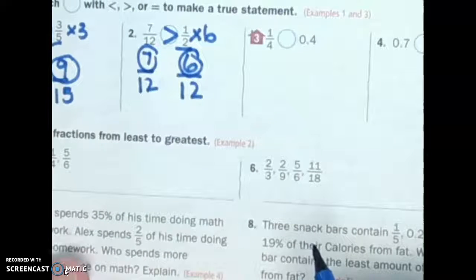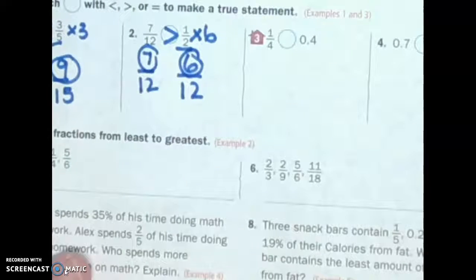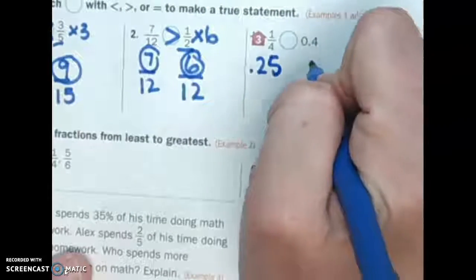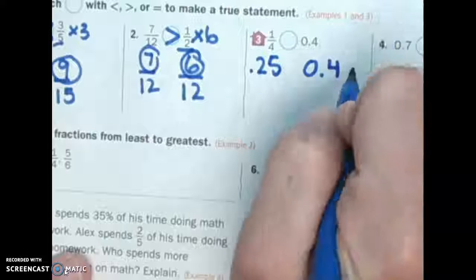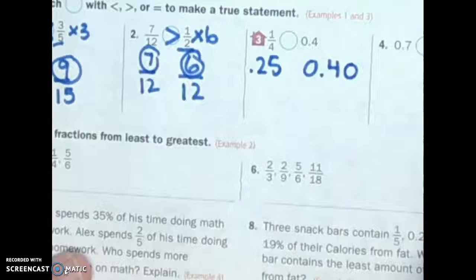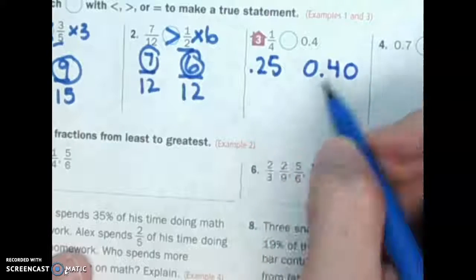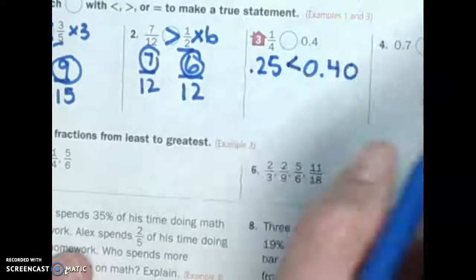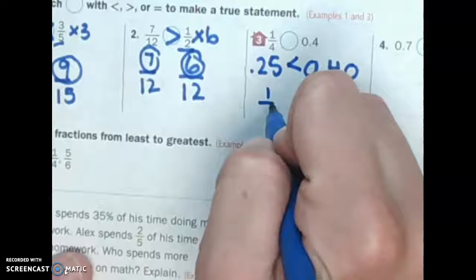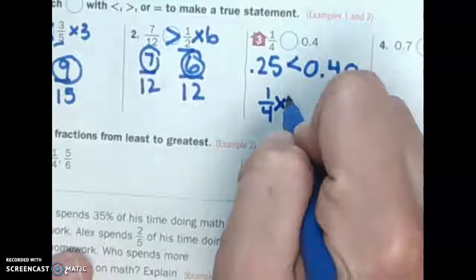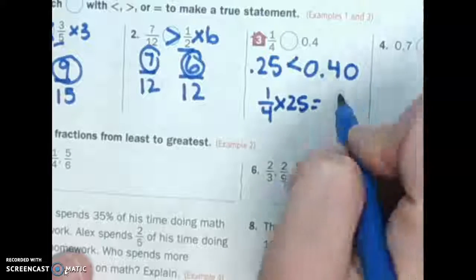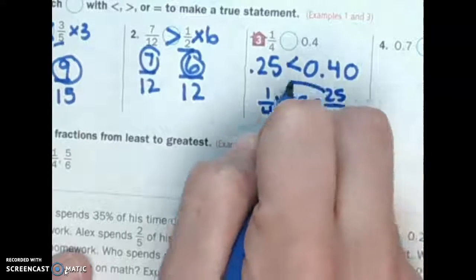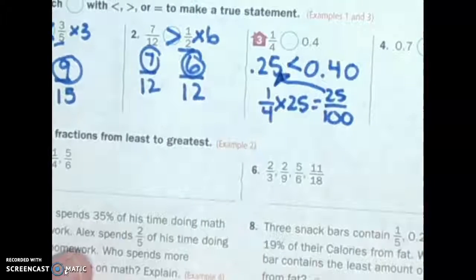Okay, this next one, some of you may have this one memorized because it's 1/4. So 1/4 is 0.25, and we have 0.4. If it helps you, you can always add a 0 on so it looks similar to the other one. And this is less than. If you need to, you multiply 1/4 by 25. You get 25 over 100, which leads you to that right there.